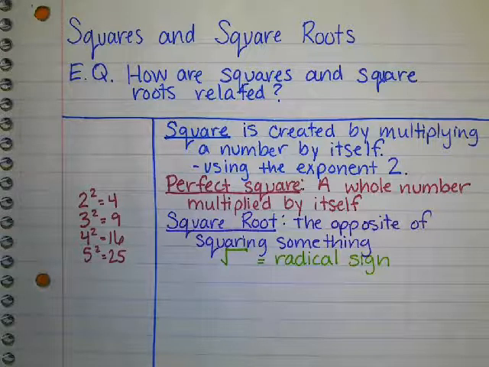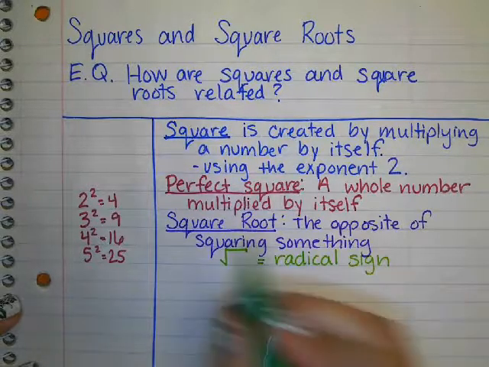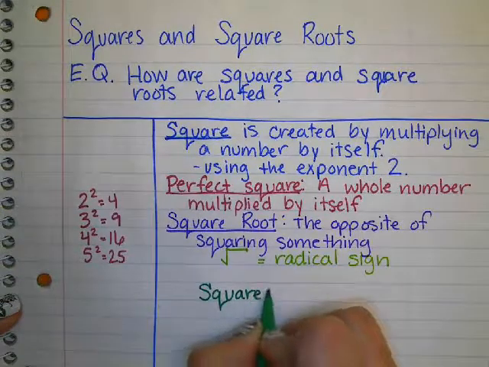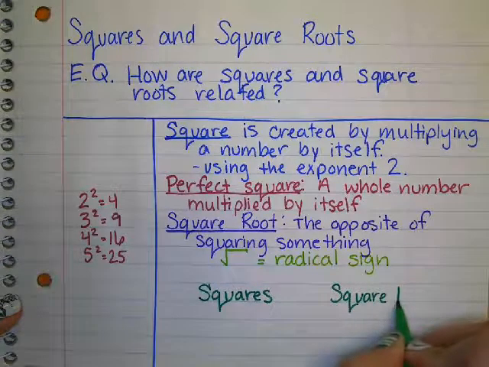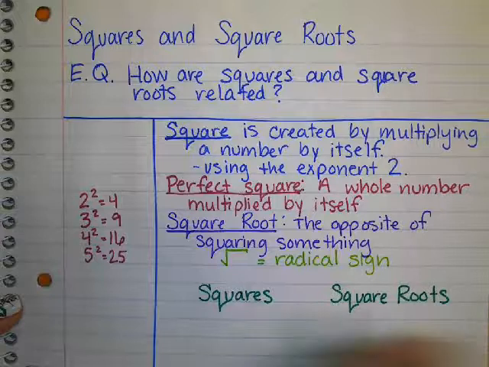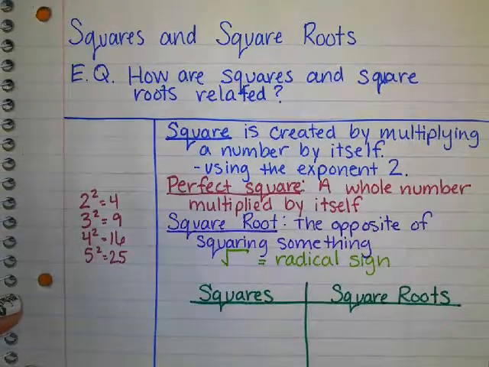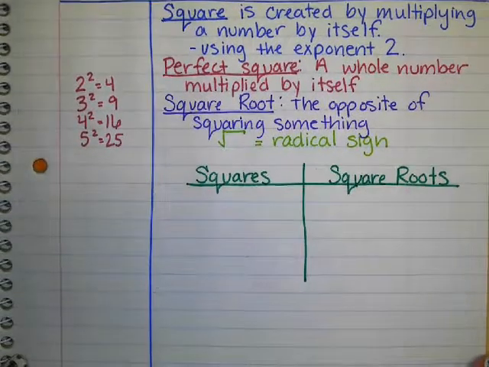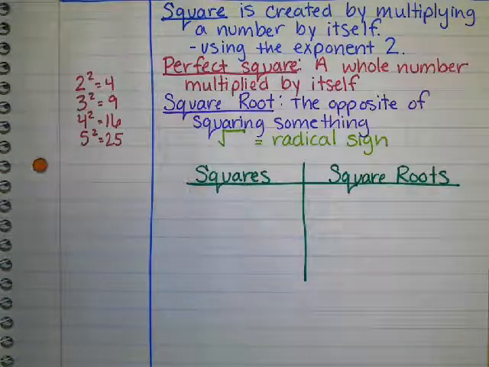So we're going to make a chart side by side showing you how it is different. If we have squares on one side and square roots on the other, let's see how they are different. Okay, so let me push up my notes a little bit. We're going to use the example of 4.